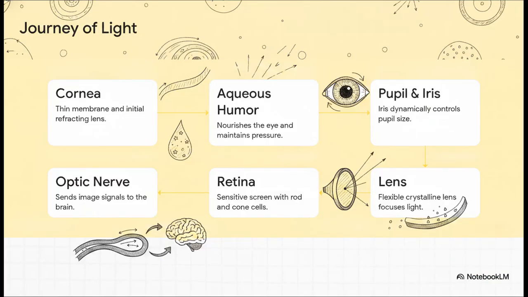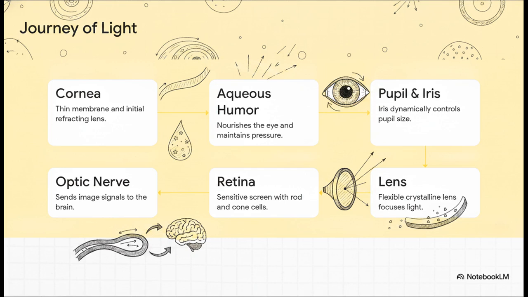Okay, let's dive right into the micro world. We're going to trace the exact, phenomenal path that a single ray of light takes from the outside world to become a fully processed image right inside your brain. Light first hits the cornea, which acts as a thin membrane and your initial refracting lens. Next, it passes through the aqueous humor.